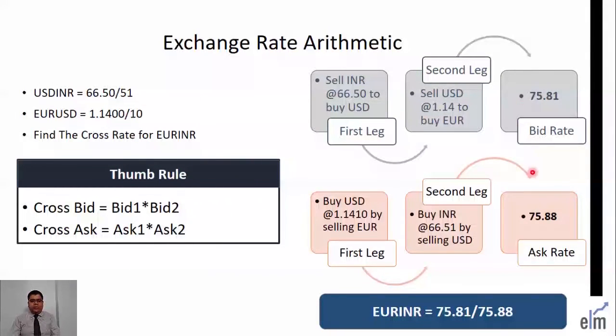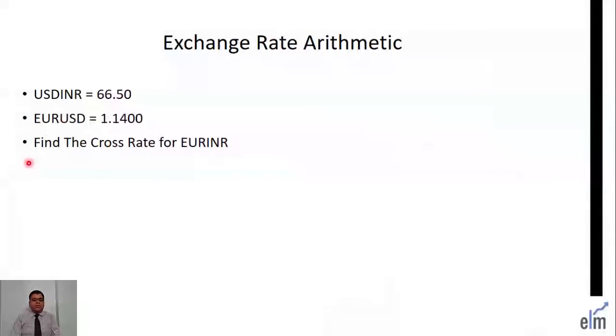Even if you don't want to remember what gets sold and what gets bought, this thumb rule will enable you to find out the cross rate for any currency pair wherein both bid and ask rates are to be determined. Now let's get into something which is a little simpler, that is finding out the cross rate when only one side is given. So we have the rates for USD INR given, which is 66.50, and Euro USD is also given, which is 1.1400. We need to find out the cross rate for Euro INR.